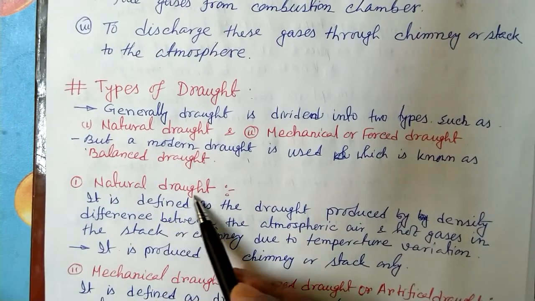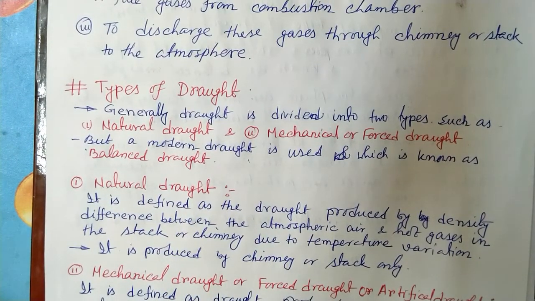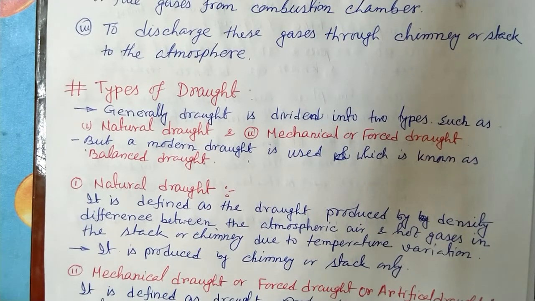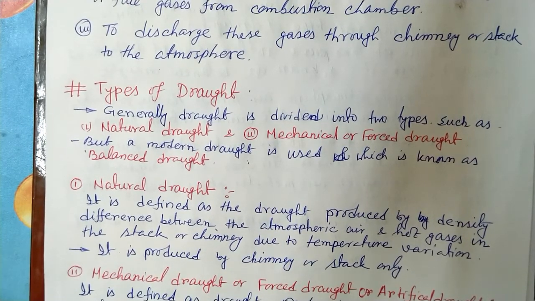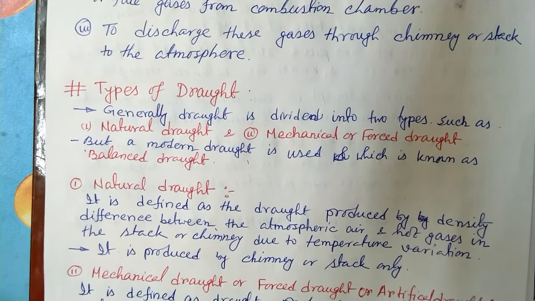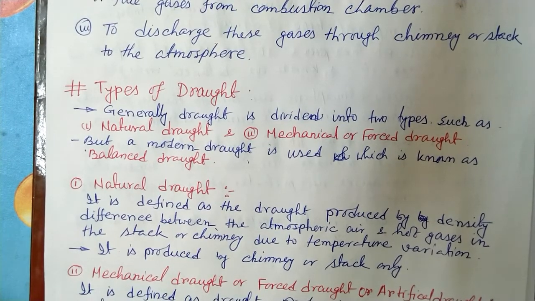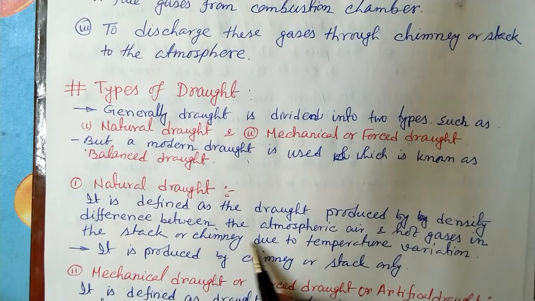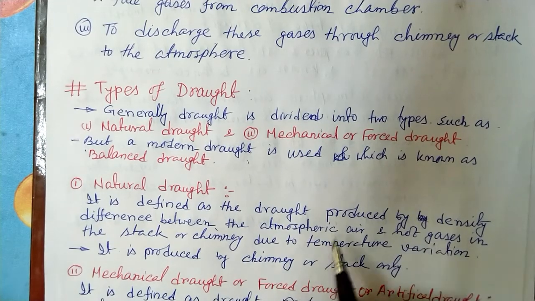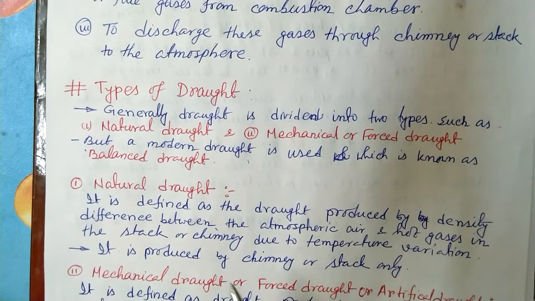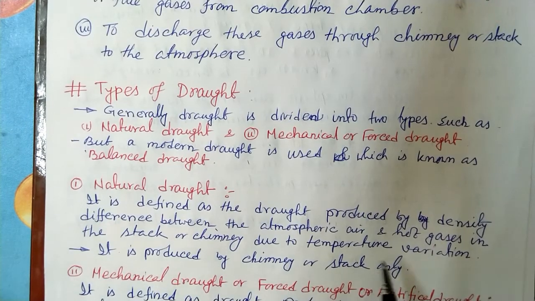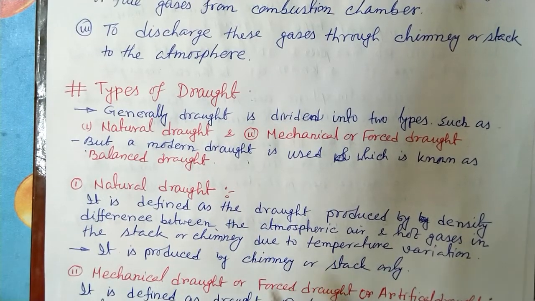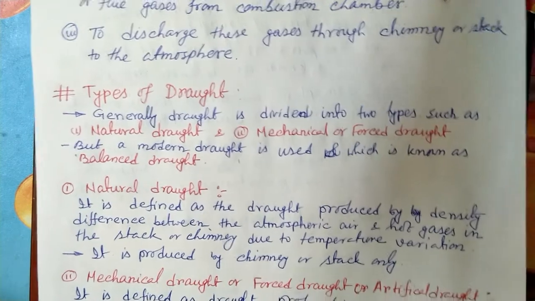So first one is natural draught. Natural draught is defined as the draught produced due to density difference, and this density difference occurs due to temperature variation. So natural draught means the density difference between atmospheric air and hot gases in the stack or chimney due to temperature variation. It is produced by the chimney or stack only.